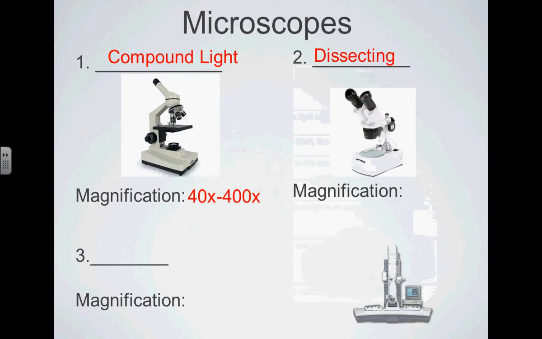The compound microscope gives you a magnification of about 40 at the low end to up to about 400 times for our microscopes. Some compound microscopes can get up to about 1,000 or so. But our microscopes go from 40 to 400. The dissecting microscope has a much lower rate of magnification. It can magnify from about 10 to 30 or 40. It depends on the microscope you got.